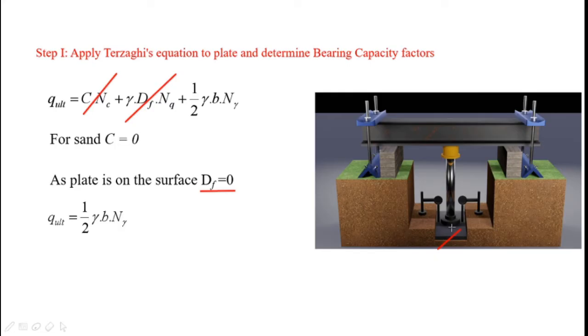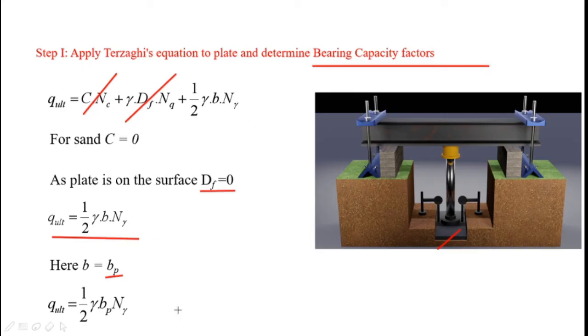That means your q ultimate is equal to this value, half gamma B into N gamma, and here B is nothing but the width of the plate. So your equation for q ultimate for the plate becomes half gamma B of plate and N gamma. That is what you have to remember over here. So what we are doing is applying Terzaghi's equation to the plate and trying to determine the bearing capacity factors. If you look at the numerical, you will only need to determine this N gamma.